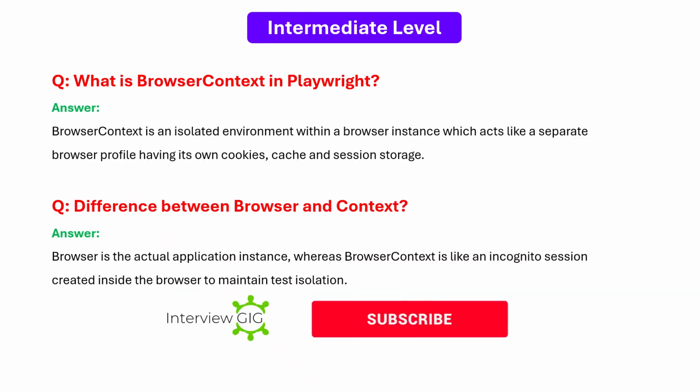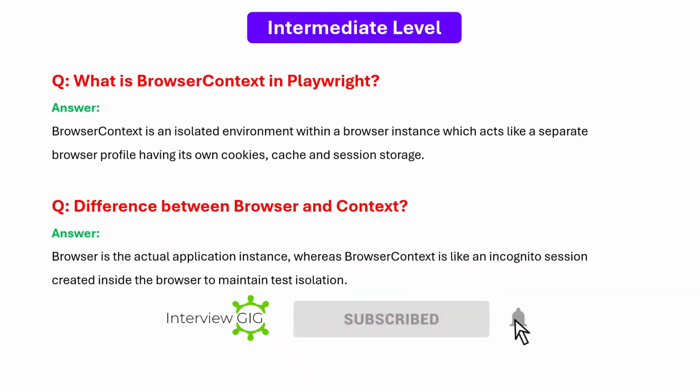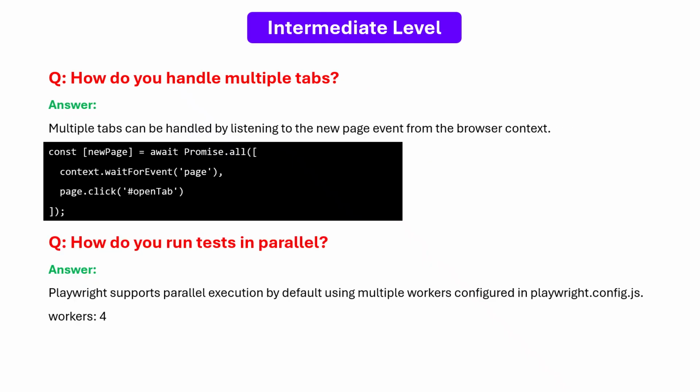Next, intermediate level. What is browser context in Playwright? Answer: Browser context is an isolated environment within a browser instance, which acts like a separate browser profile having its own cookies, cache, and session storage. Difference between browser and context? Answer: Browser is the actual application instance, whereas browser context is like an incognito session created inside the browser to maintain test isolation.